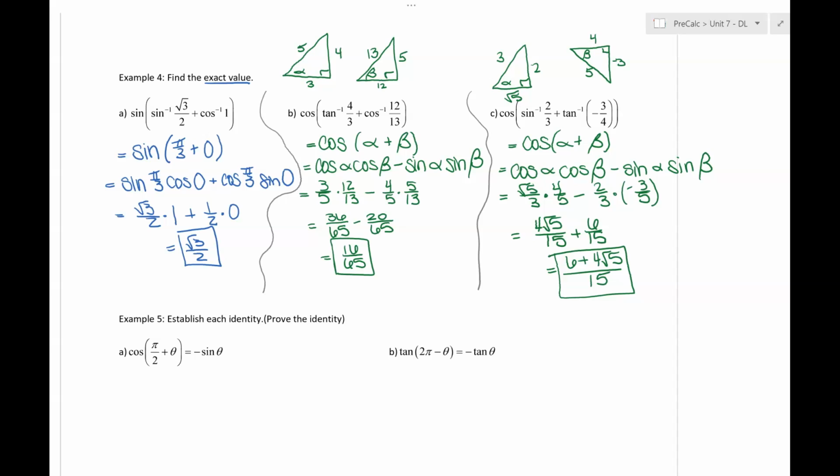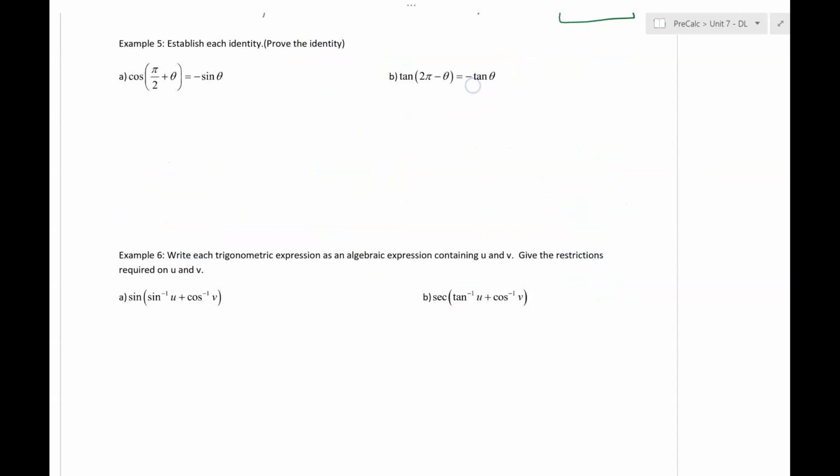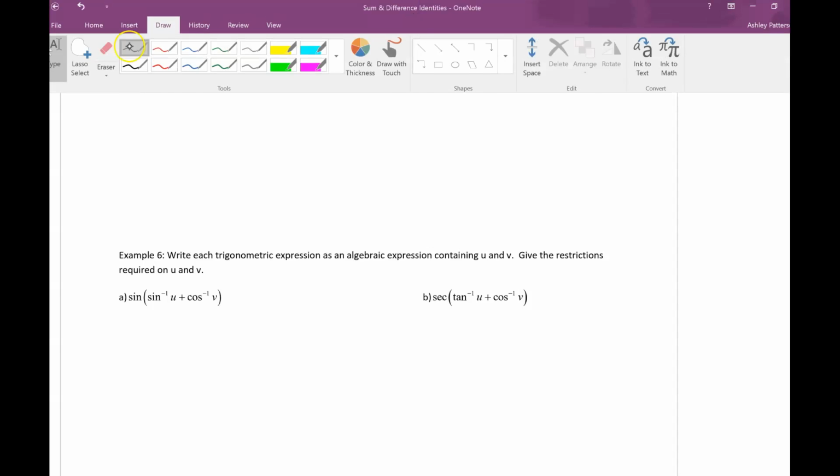Excellent. All right, last example. And I know you might be thinking, wait a second. There's 6. Yeah, cross it out. Okay, do me a favor and just cross it out. So let's just do example 5 and call it a day.